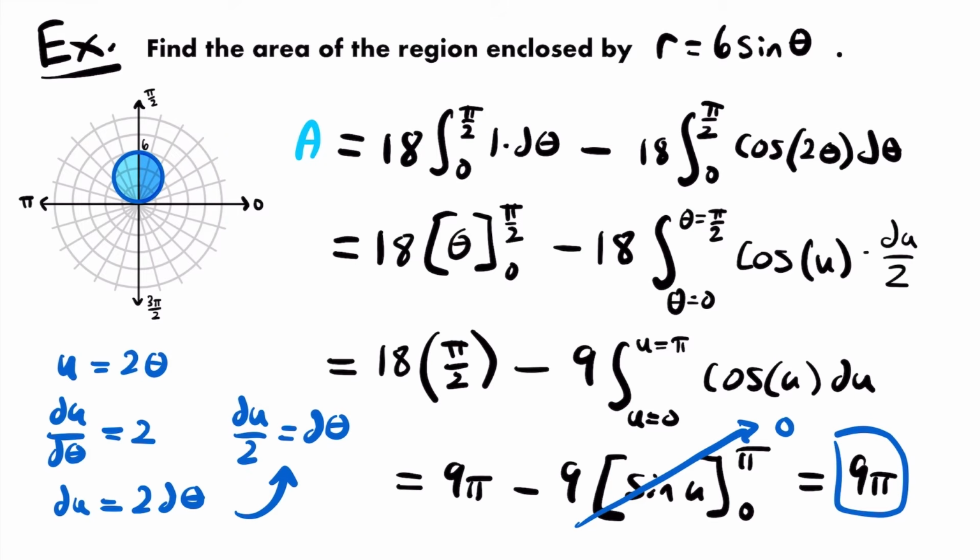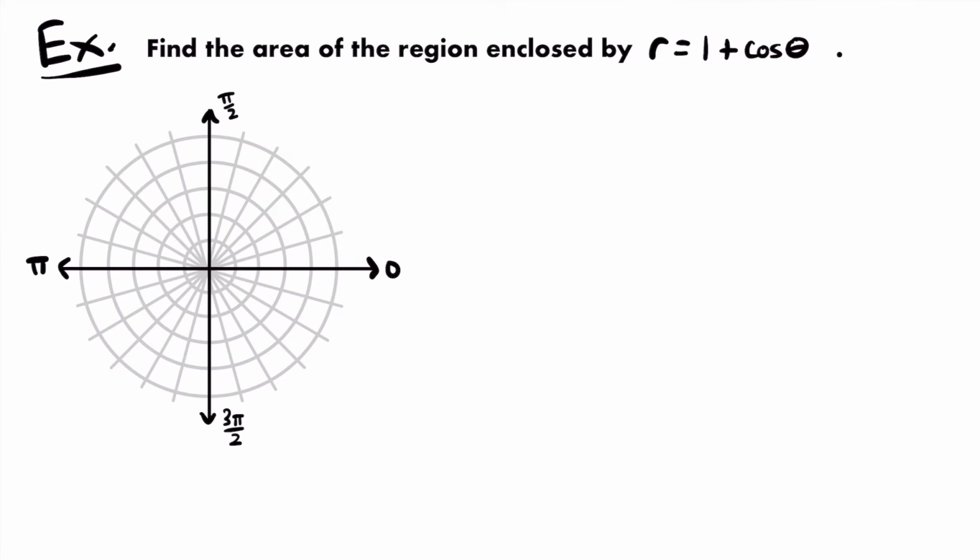All right, so while this process really wasn't that necessary to calculate the area inside this circle, there are going to be more complicated polar graphs where using a definite integral to calculate the area is going to be necessary. And so let's take a look at another example. All right, so here's our next example.